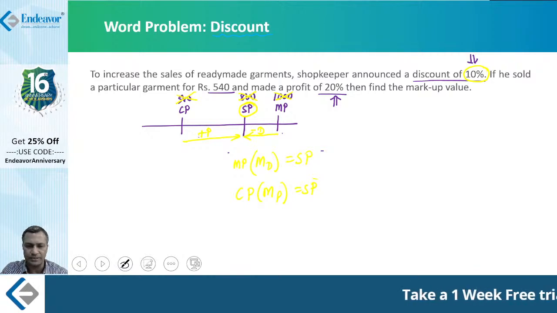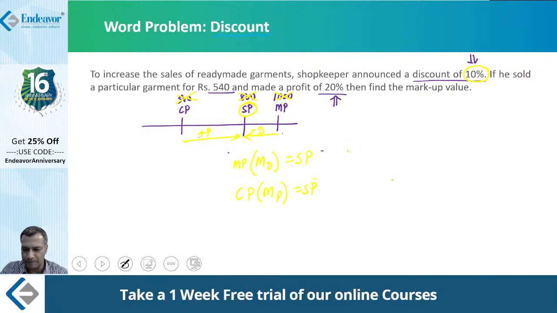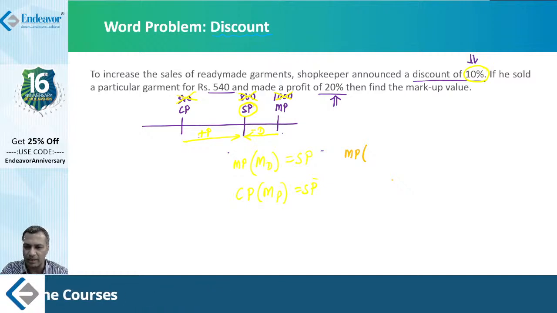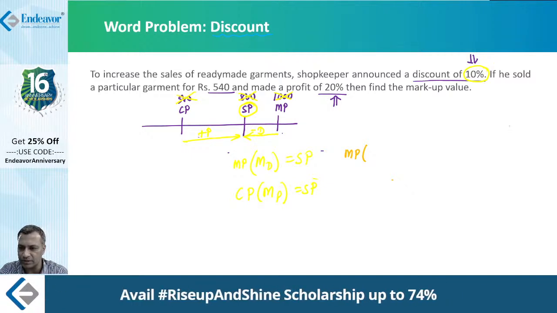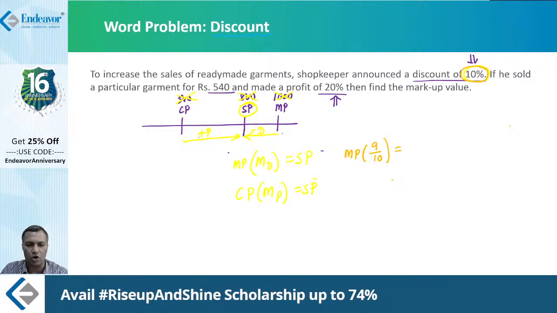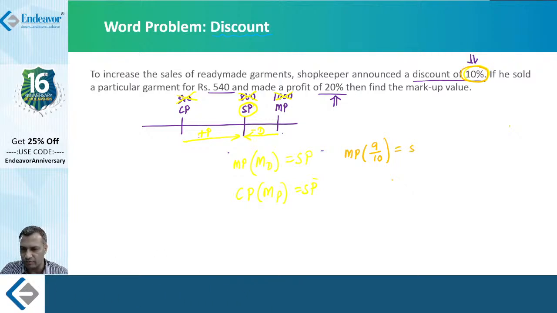So what is the mark price? Mark price times the multiplier related to the discount. There is a discount of 10%. Therefore, the multiplier is 9 by 10. This is becoming how much? This is becoming 540.